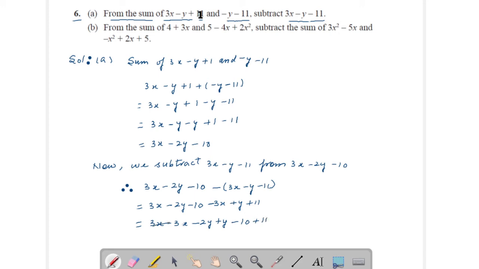Here 3x and minus 3x will be cancelled. Here take y common. You will get minus 2 plus 1 y minus 10 plus 11. It is 1. Here solve the bracket. Minus 2 plus 1. It is minus y plus 1. This is your answer.